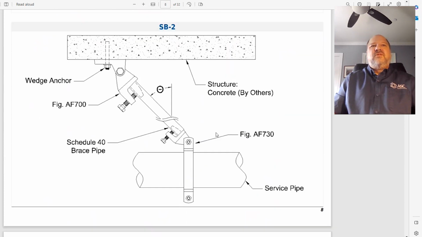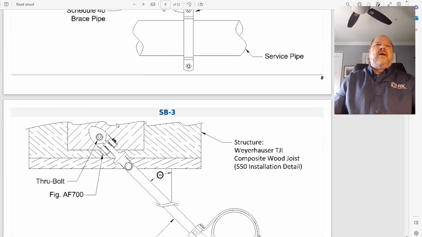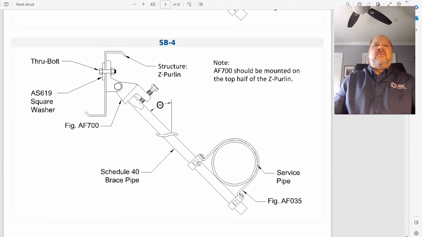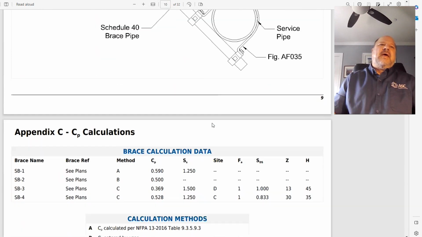Here is our longitudinal detail. That was the one to concrete. Here is our one to truss joist with a lateral with our CPVC pipe. And here is our Z-purlin one. So there are the 4 pictures for the 4 braces I had.